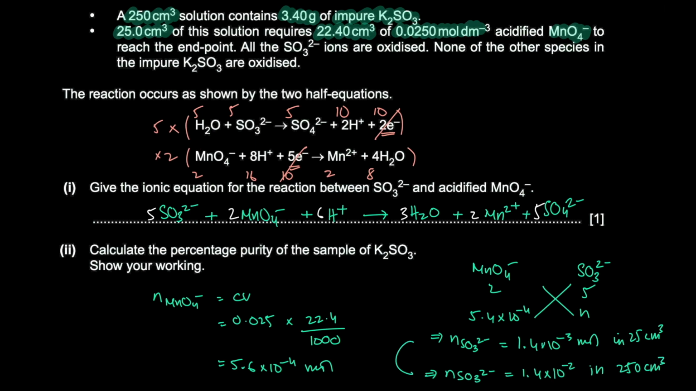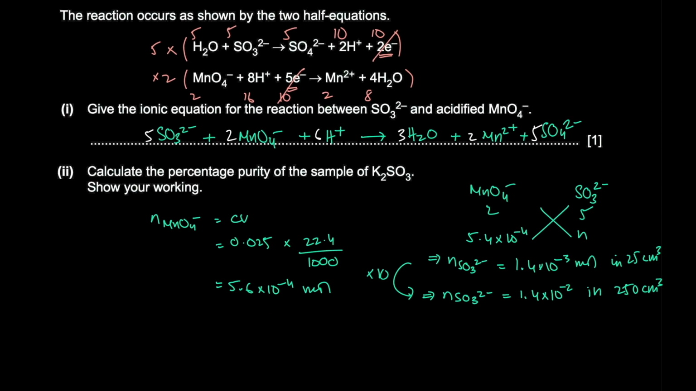Again, all I've done is multiply this by 10. So now we have the number of moles of sulfite in the original solution. So we know the number of moles of potassium sulfite, and we know the mass of the impure potassium sulfite. So over here we can say that our impure potassium sulfite was 3.4 grams. So 3.4 grams was the impure sample.